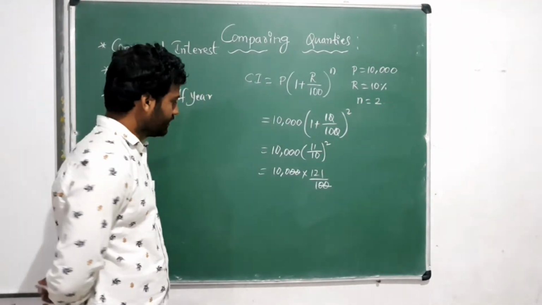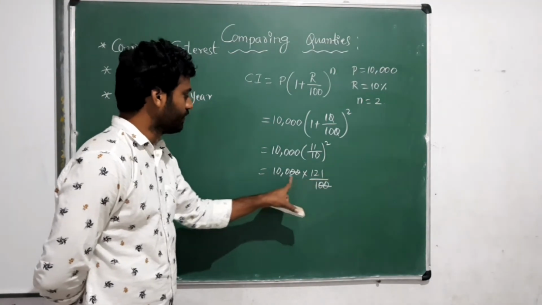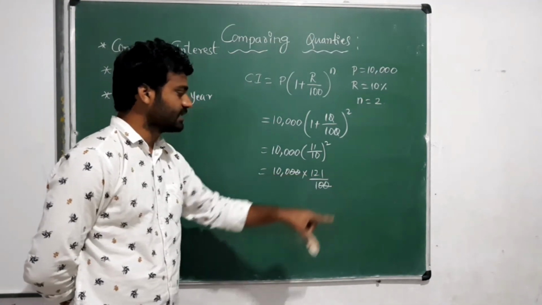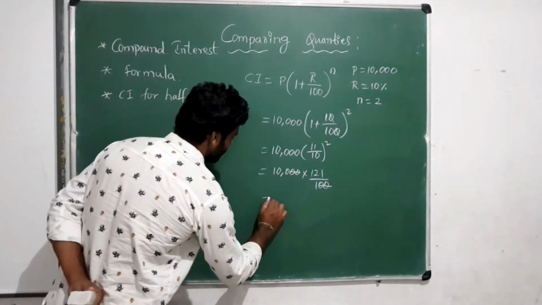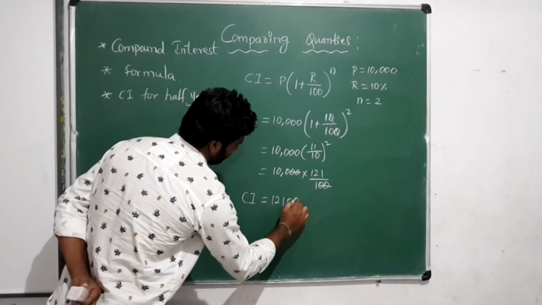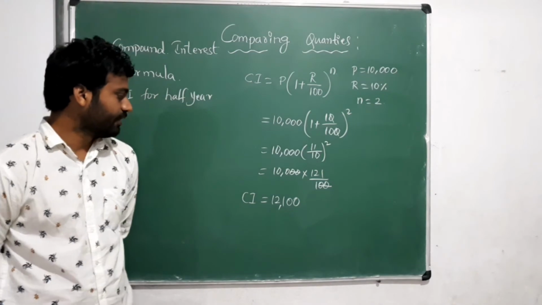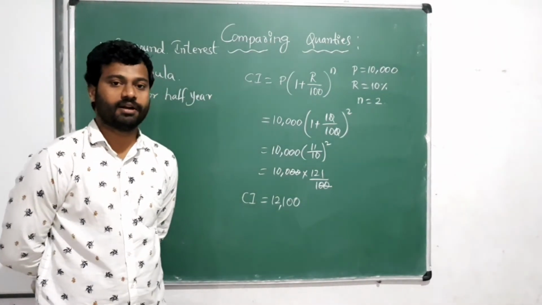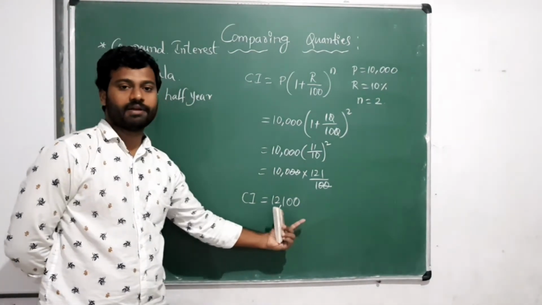Clear or no? See, 100 into 121. Two zeros are there. After this also, take two zeros. So the compound interest amount is what? 121 into 100 is 12,100. Directly we got it. Here we are not getting the interest.